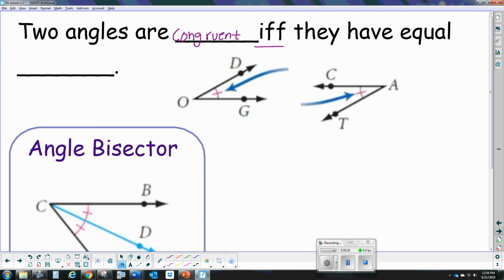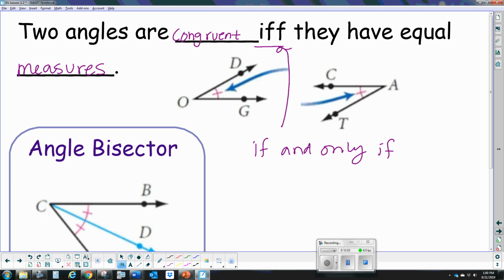If they have equal measures. This IFF, with two F's, means if and only if. That means the if and the then part of the statement are true. So we could use what's called a converse. We could say if two angles have equal measures, then they are congruent.